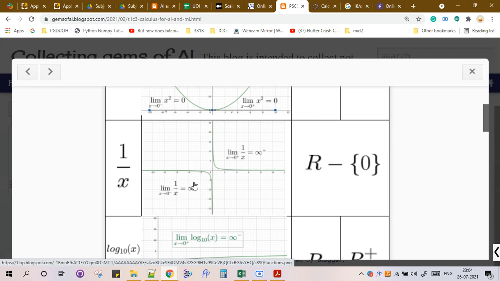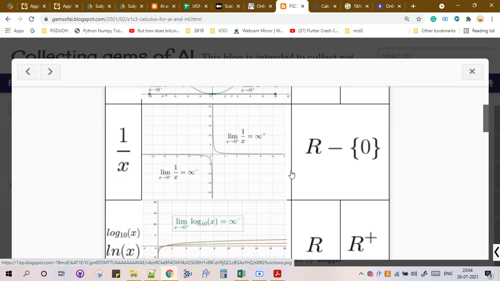So this value and this value are different. If you are coming from the positive direction, you will go up, plus infinity. If you are coming from this direction, it will be minus infinity, correct? So it is not differentiable at this point, and it is also not defined at this point. 1 by 0 is infinity, plus or minus, I don't know, correct?